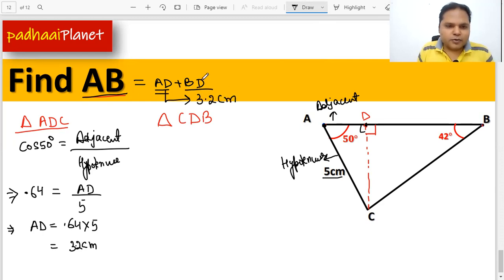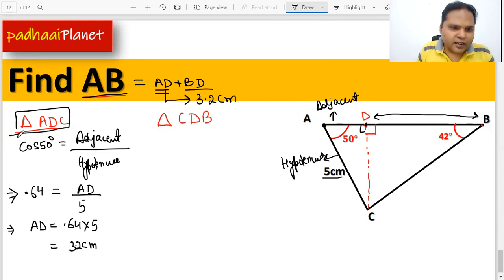So that means we have found AD, which is 3.2 centimeters. Now the question comes, how do we find out BD? To find BD, we need to work upon this triangle BDC. Since we are going to find this BD, we need the measurement of one more side, but we have neither CD nor BC. So we can get back to our triangle ADC, and from here we will find out the length of CD.